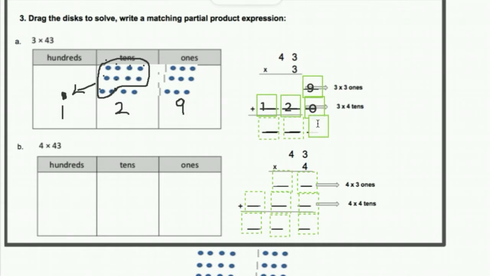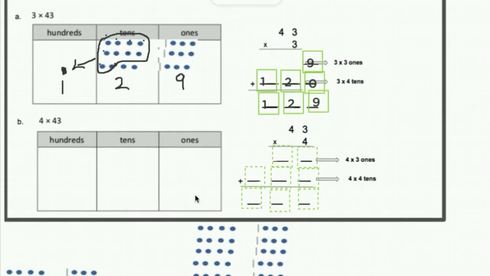And now let's add our partial products. 9 plus 0. Easy peasy. 9. Nothing plus 2. 2. And nothing plus 1. 1. Good job.